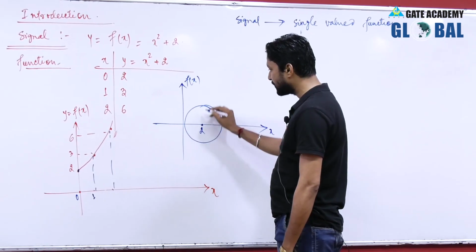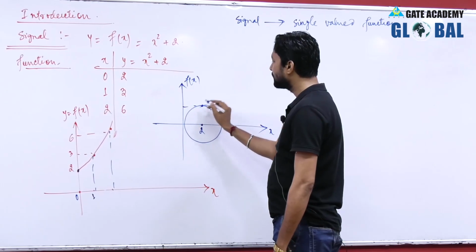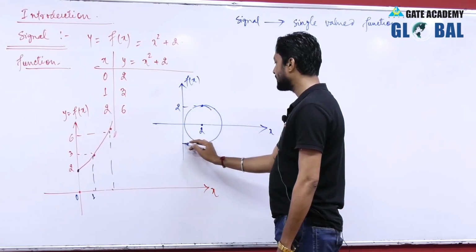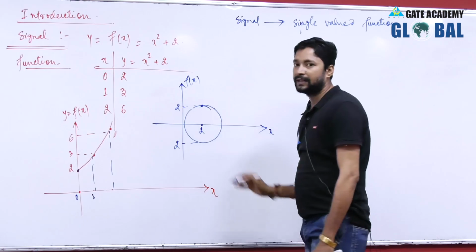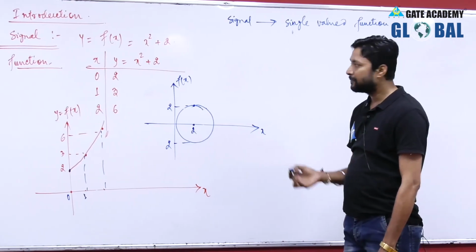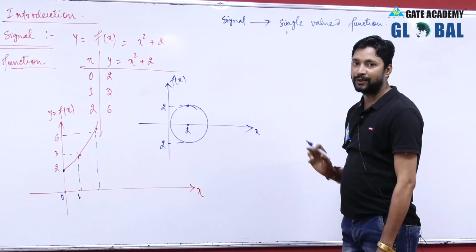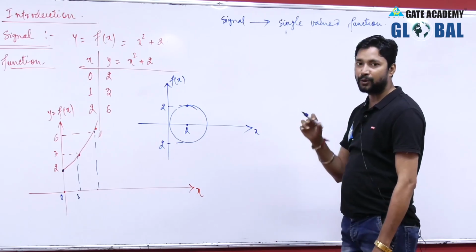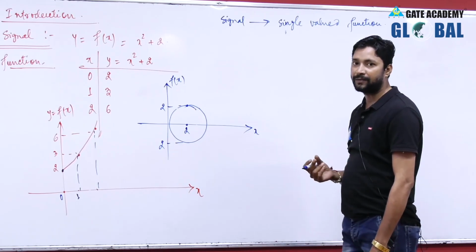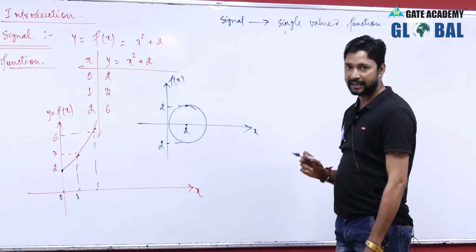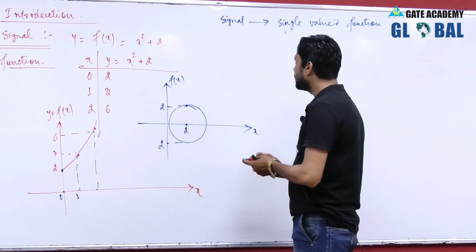So at x equals 2, y has two values, one is plus 2 and one is minus 2. So it is a function, but it is a multiple valued function. A signal must be a single valued function. If a function has more than one value at one instant of time, then it is not a signal. It is important to note.